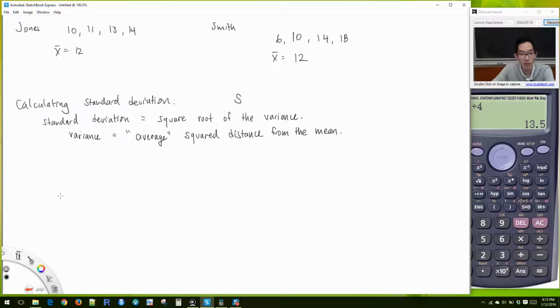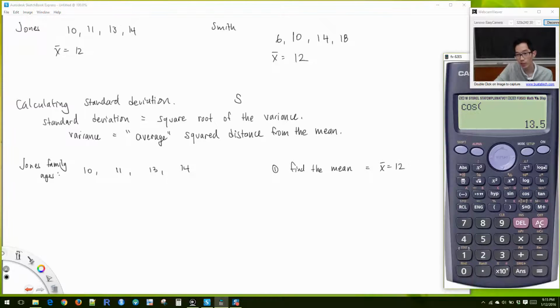So let's look at the Jones family. The ages are 10, 11, 13, and 14. Our first step is to find the mean, which we've already done, and we have x bar equal to 12. But if I didn't give you that, it would be easy. You'd add them up and divide by 4, and you'd get the mean.